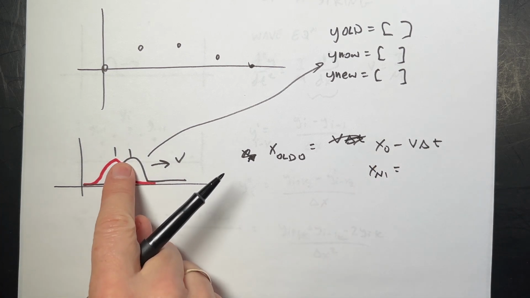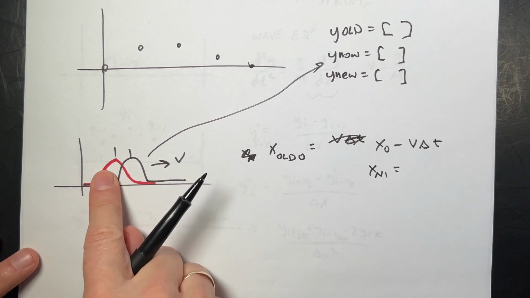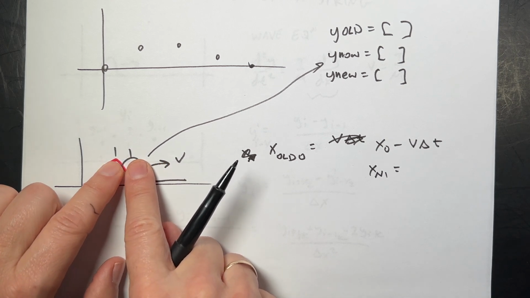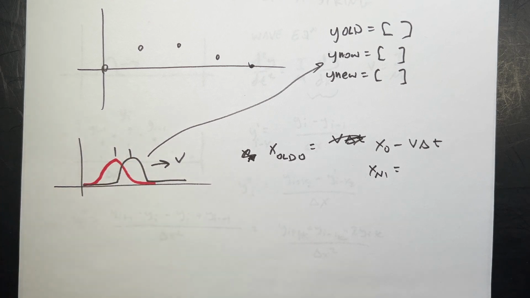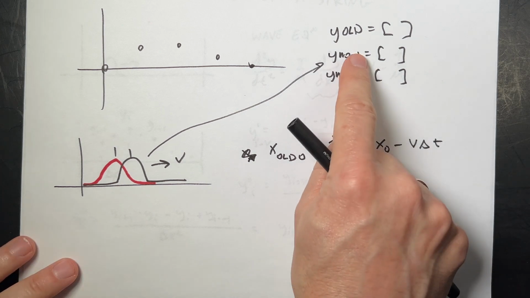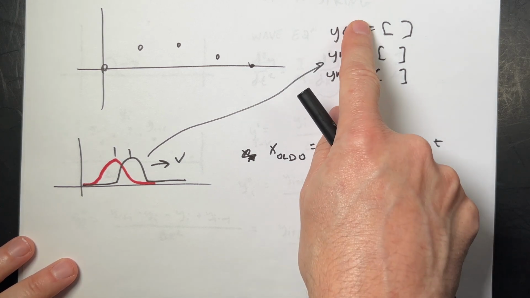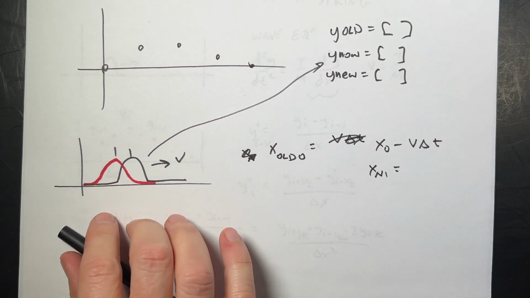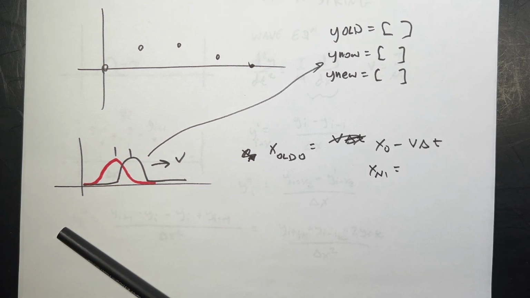All right, so I'm going to shift it over. It does depend on my time step, but that's going to make sure my wave's moving with that velocity, because that whole pulse moved that distance in that amount of time. That's not too hard, right? So that just means I'm going to have a different value for y now and y old. I've already got y now. I just make a different y old.